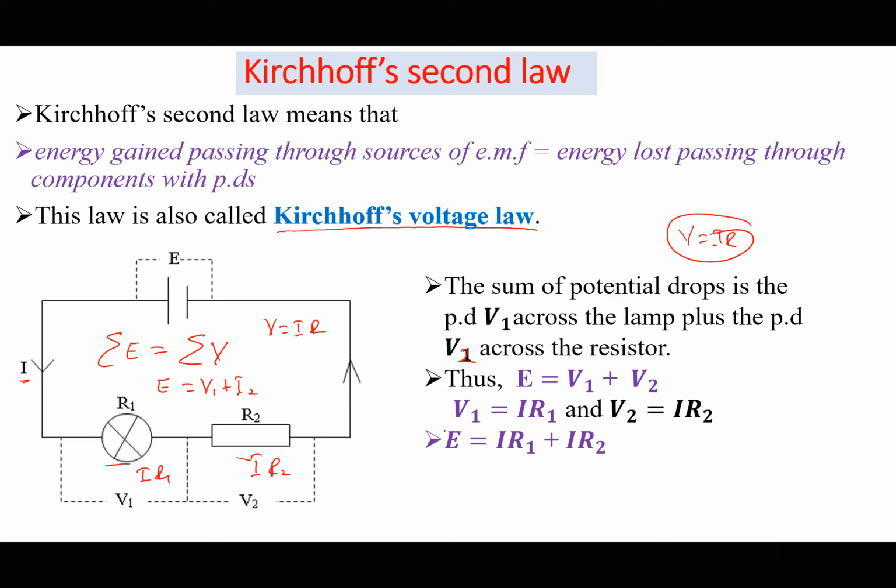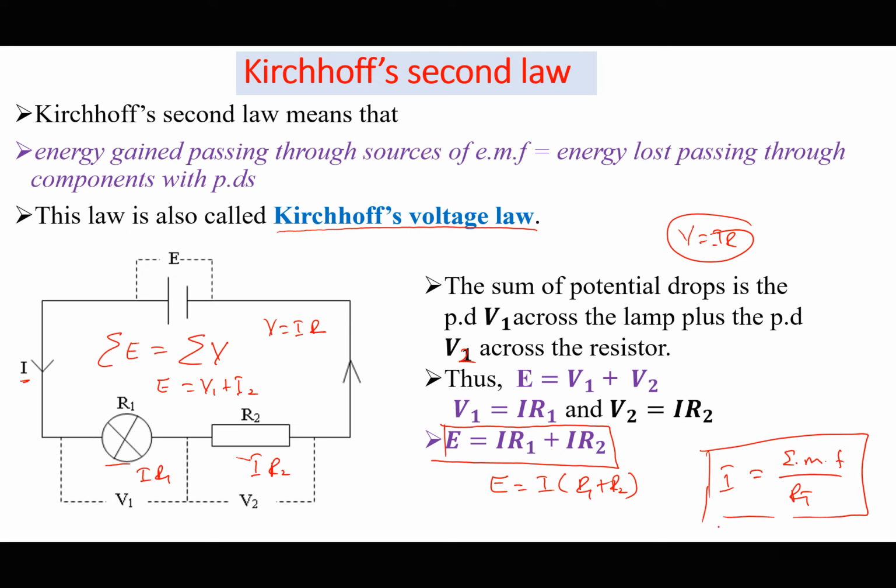Hence, I can simply say the e.m.f. E is equal to IR1 plus IR2, or it can also be written as E equals I into R1 plus R2. This can also take you back to what we mentioned earlier on, that the current was equal to the EMF divided by total resistance. R1 plus R2 is the total resistance. So the current could also be quoted as the EMF divided by total resistance. However, we were considering Kirchhoff's second law, where the sum of EMFs is equal to the sum of PDs. I have considered a very basic and simple circuit.